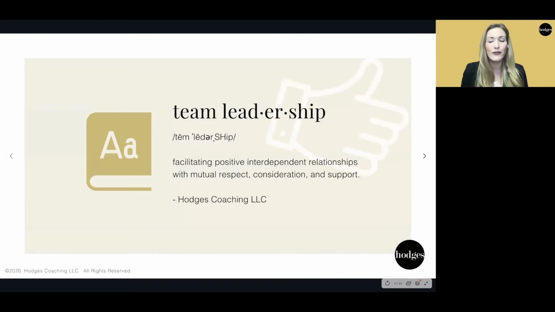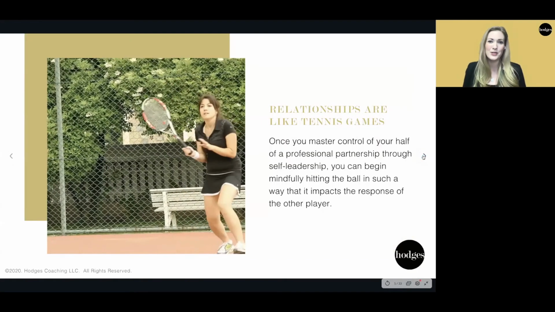And for our purposes, the definition of team leadership is going to be facilitating positive, interdependent relationships with mutual respect, consideration, and support. Imagine working on that team. That's the team that I want to sign up for. And we're going to talk about how to build it.